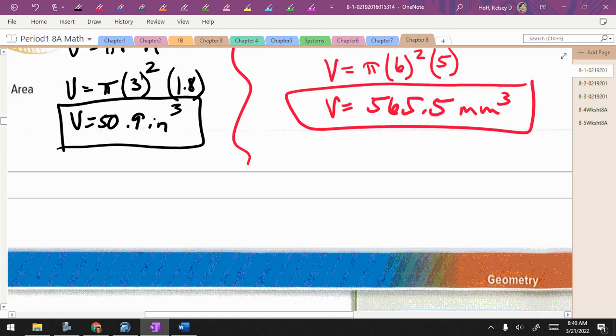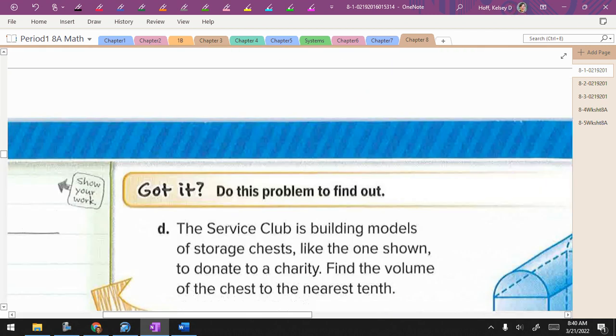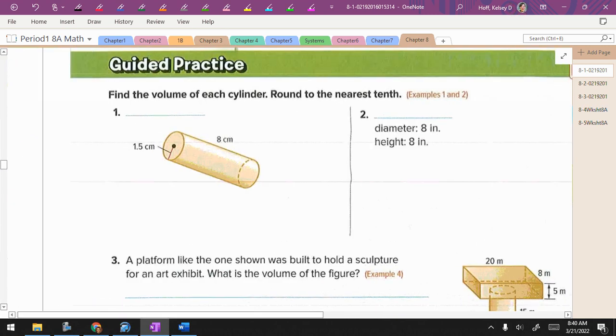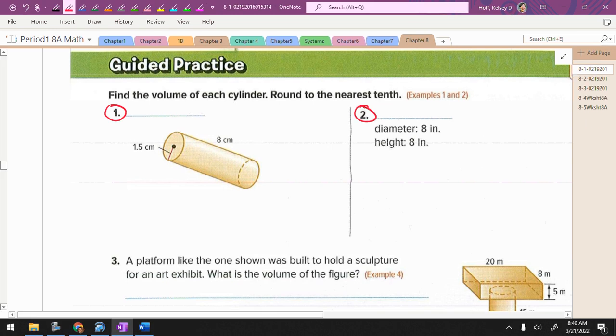592 in your guided practice. I want you to do number 1 and number 2 all on your own right now. Just do those 2 problems on your own. Number 1 and number 2. Write the formula, fill it in, use your calculator.